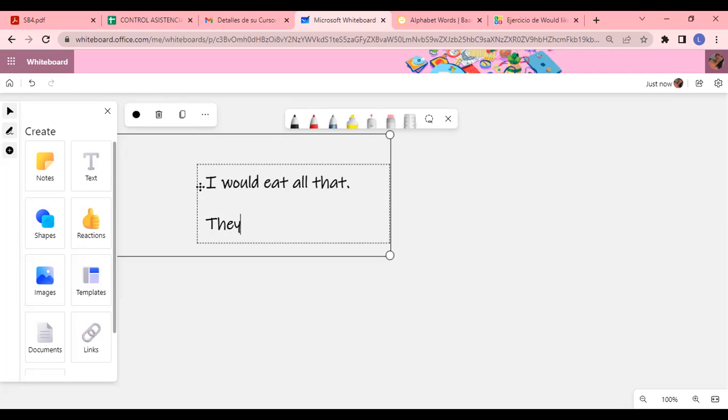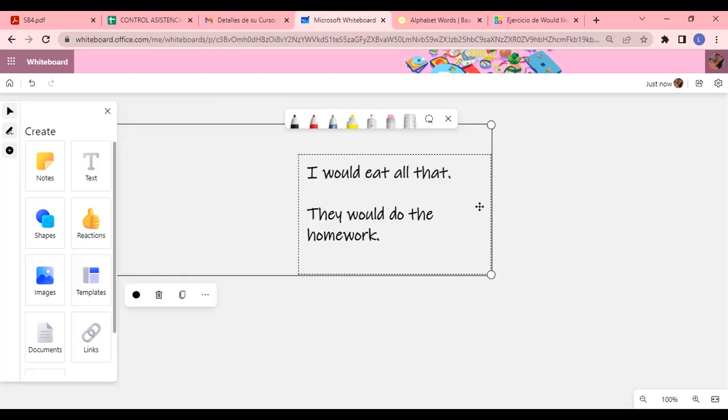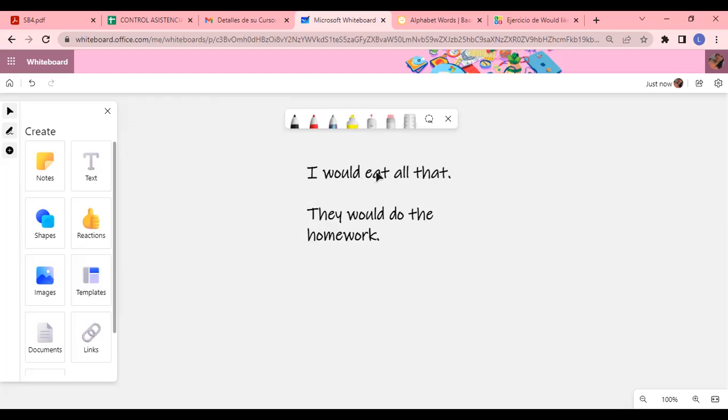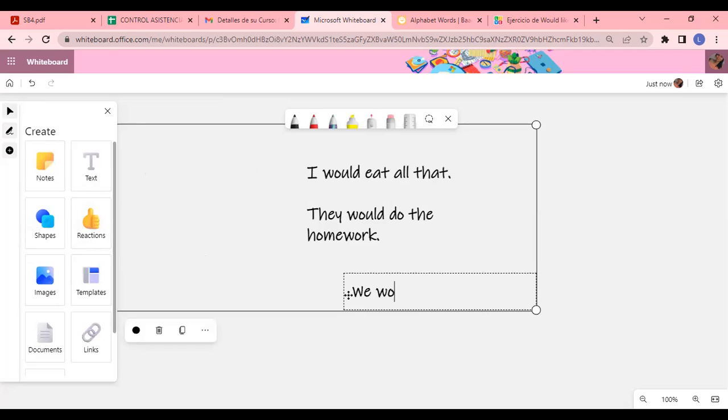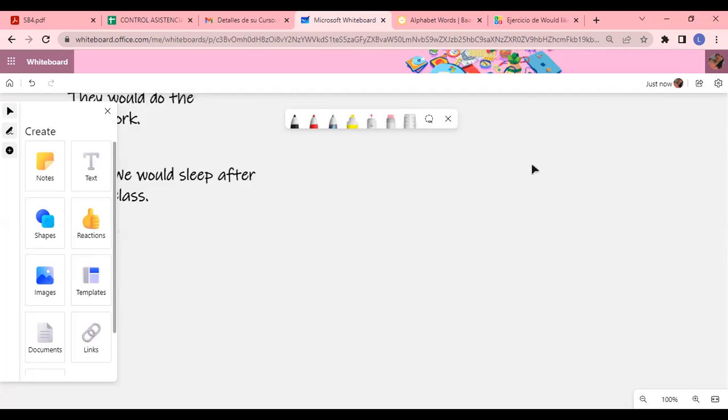Or maybe you can say, they would do the homework. Ellos harán, okay? This is to express something that is going to happen, that you are capable of. Ustedes son capaces de realizar. Or maybe you can say, we would, can you give me one verb, please? Sleep. Ah, we would sleep after the class, right? After the class. Not in the class, right?